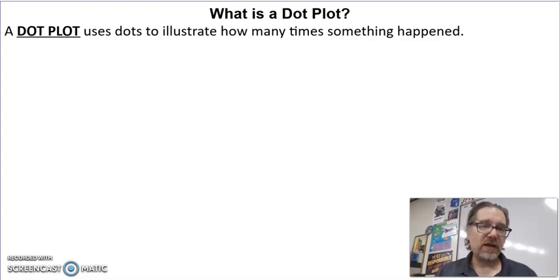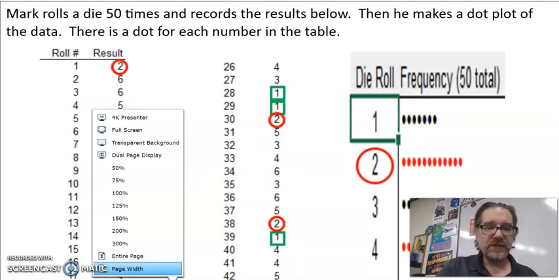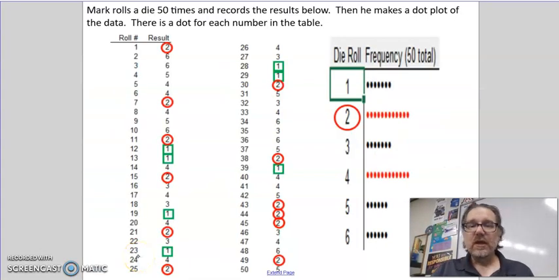So a dot plot. We're going to use a dot plot to find the frequency of items. A dot plot illustrates how many times something has happened. It'll show us the frequency. So when we're looking at our dot plot, I'm going to change my view here a little bit.